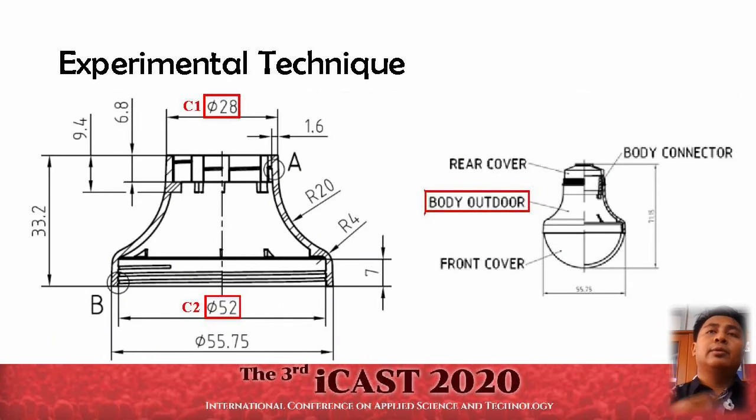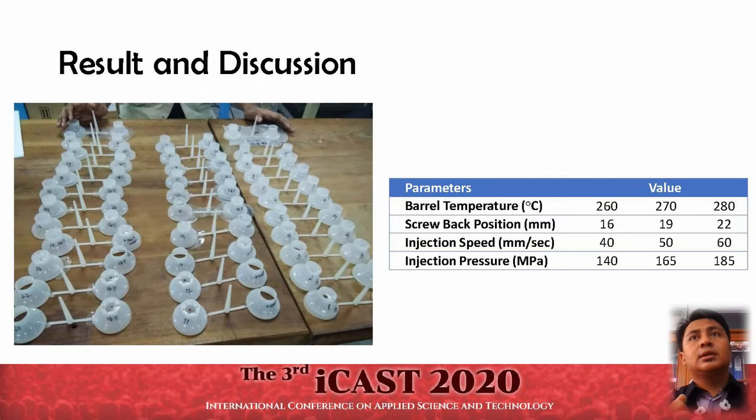From those body outdoor slide lamp, I just define which one can be optimized from this section: C1 as diameter 28 and C2 as diameter 52 millimeters. This is a result and discussion based on the 30 batch parameters. Okay, so 30 products of each batch can be produced by the injection machine.